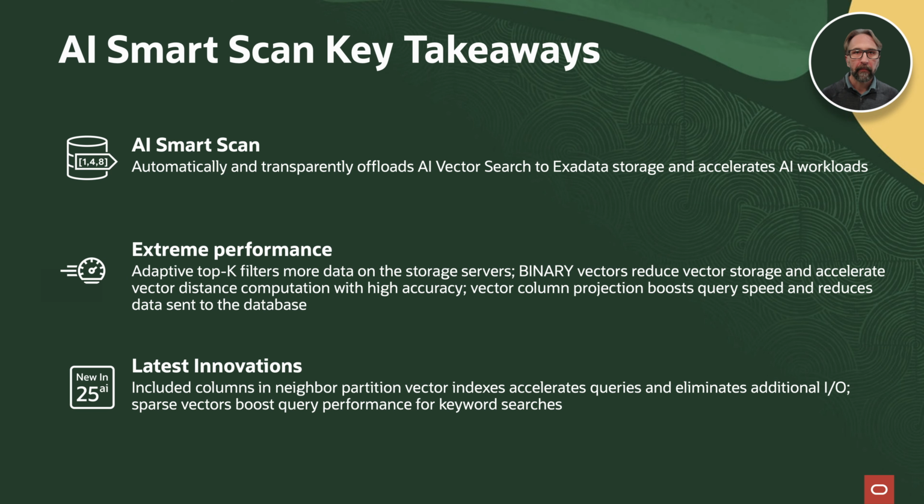Let's recap quickly. AI Smart Scan automatically and transparently offloads AI vector search to Exadata storage and accelerates AI workloads. Its extreme performance is visible with adaptive top K filtering more data on the storage servers, binary vectors reducing vector storage and accelerating vector distance computation with extremely high accuracy, vector column projection boosting query performance and reducing data sent to the database. We've also covered the latest innovations in Exadata System Software 25 AI, release 25.2, with included columns in neighbor partition vector indexes, which accelerate queries and eliminate additional I/O, and sparse vectors, which boost query performance for keyword searches.